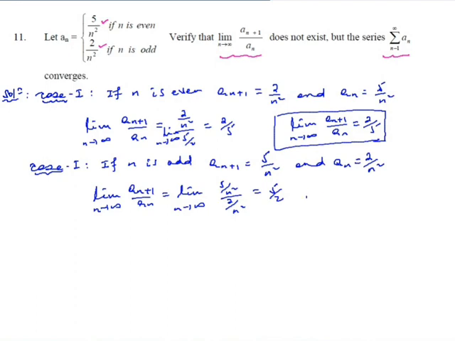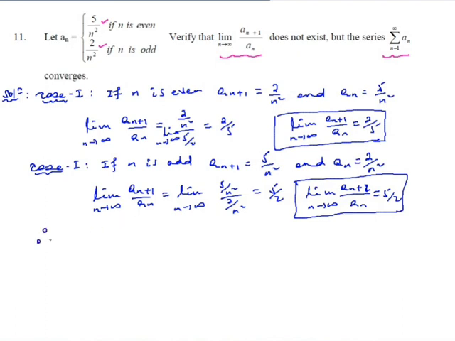Now let's compare the two. In the first case we got 2 over 5, and in the second case we got 5 over 2. So the limit is not unique. You see, if you compare these two, the limits are different. Therefore, if a limit exists it must be unique. Therefore, the limit of the n plus 1's term over the n's term as n approaches infinity does not exist, we say. Now we have verified this.